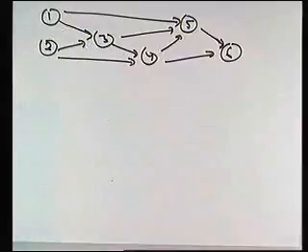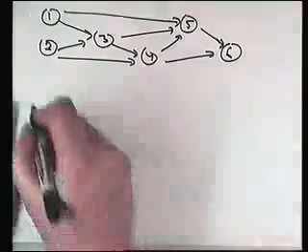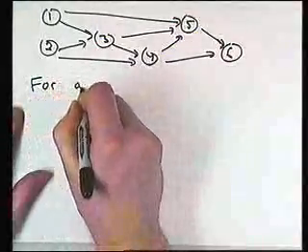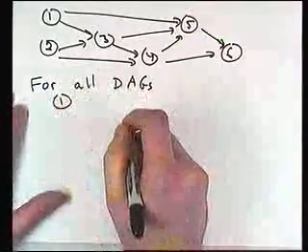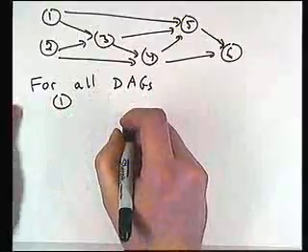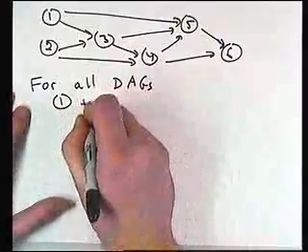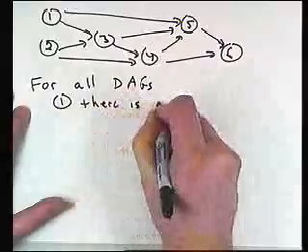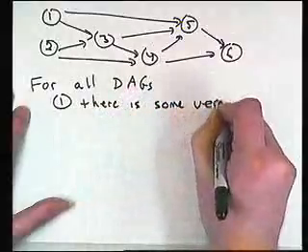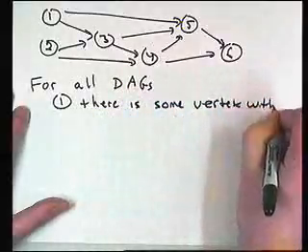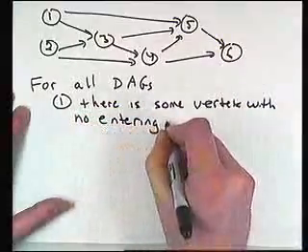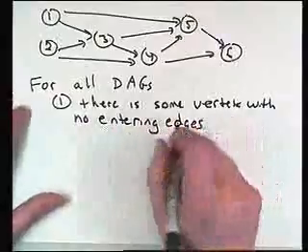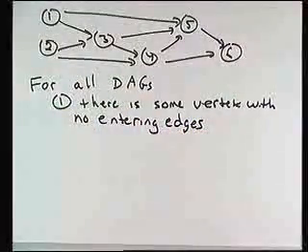And we can note 2 facts about a directed acyclic graph, of which this graph is one. For all DAGs, property 1, so both of these things are true for all directed acyclic graphs. Firstly, there is some vertex with no entering edges. In this case, we have 2 of them, vertex 1 and vertex 2.